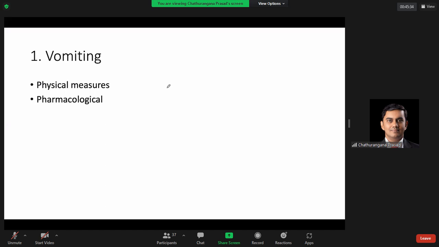So vomiting can be managed in 2 ways, right? We can do physical measures: if you give small amounts of fluids, especially something like Jeevani, which absorbs very fast in the stomach, and you give small amounts more frequently, even without any medication that itself might settle the vomiting, right? Then of course there are several drugs which we can use. Common things that we use in the ward setup are domperidone. We do not use metoclopramide in children because of the severe dystonic reactions, but something that we use more and more these days is ondansetron.